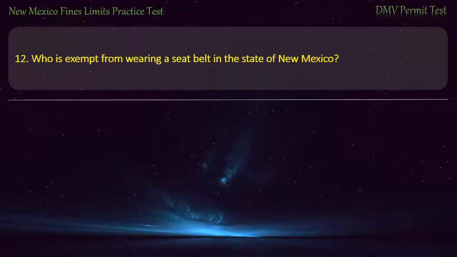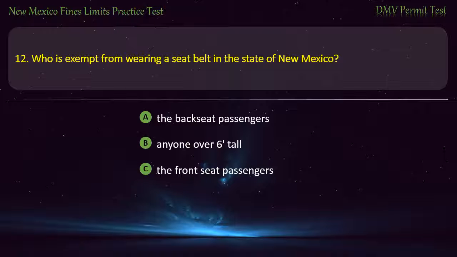Question 12. Who is exempt from wearing a seatbelt in the state of New Mexico? The back seat passengers. Anyone over 6 feet tall. The front seat passengers. None of these answers are correct. Answer. None of these answers are correct.